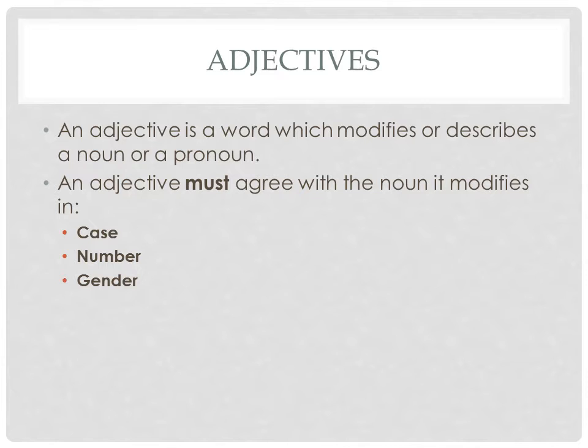Now remember, this does not necessarily mean that they're going to have matching endings. The endings will be the same in the sense that they'll be the same case, same number, same gender, but they might not look the same. If you're using a third declension adjective with a second declension noun, then definitely these endings are going to look different. But they are going to represent the same case, the same number, and the same gender.